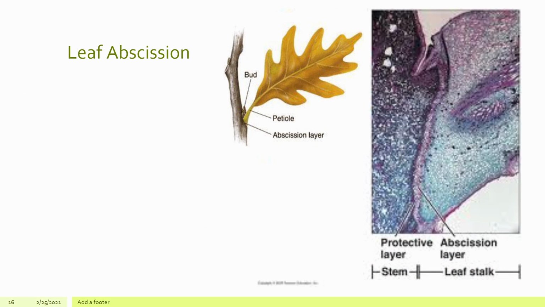So here's an up-close view of the abscission layer. Again, it is located between the petiole and the branch.